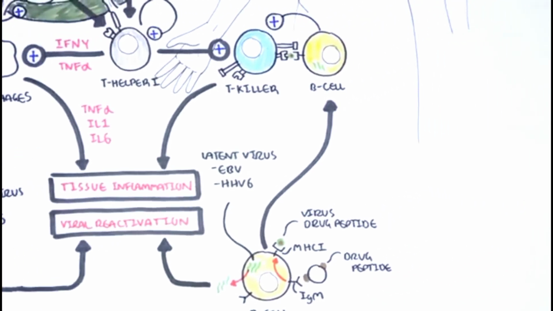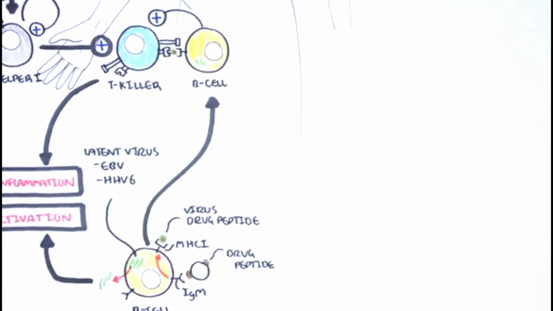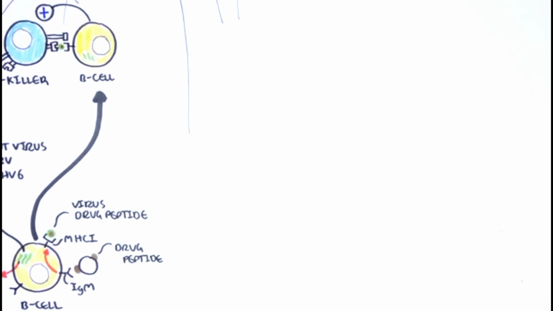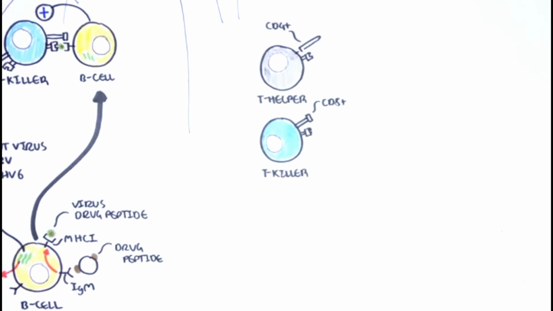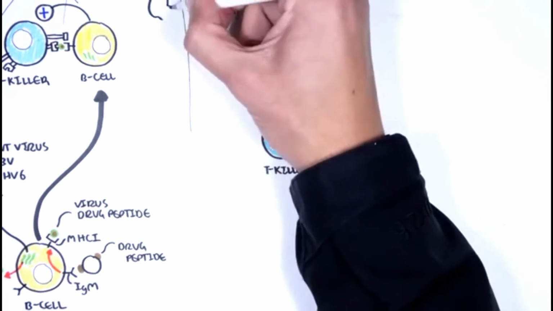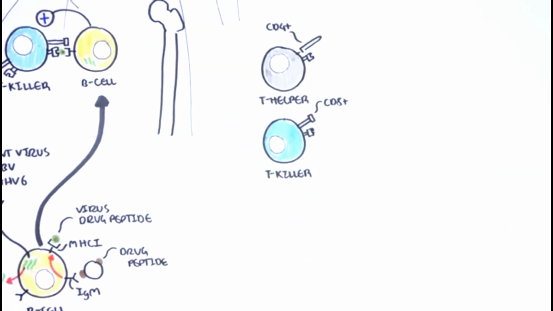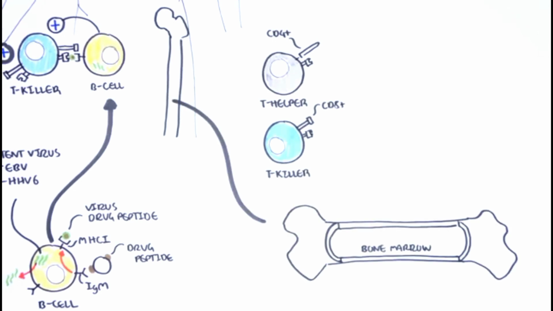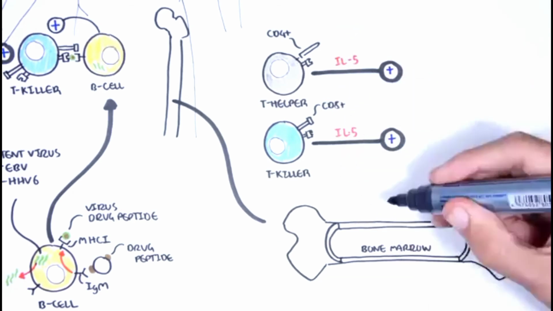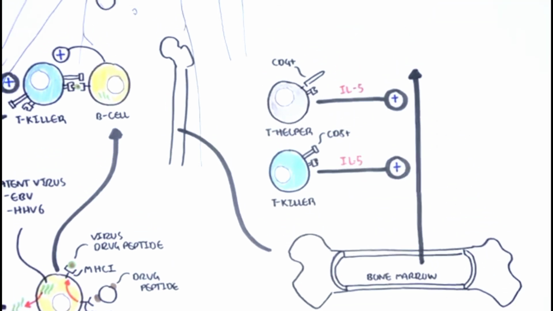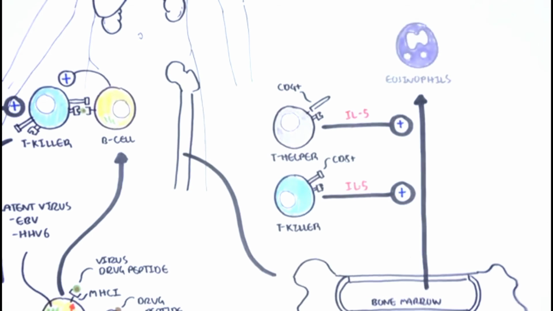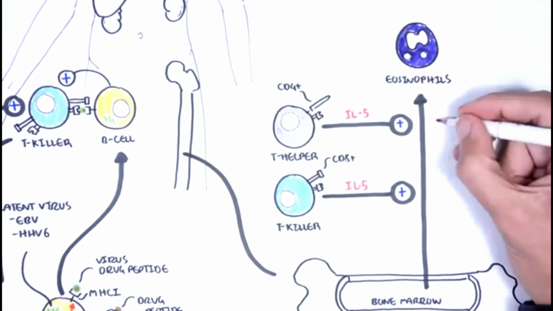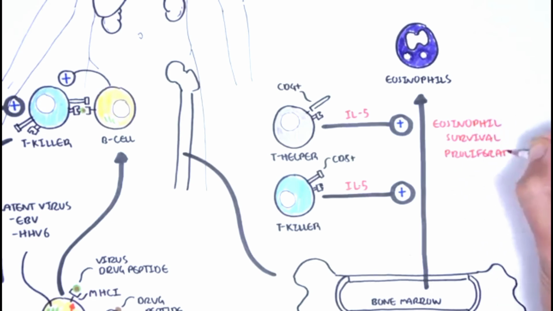One of the clinical features of DRESS we have learned is lymphocytosis, elevated lymphocytes in the blood. Lymphocytes, specifically T lymphocytes, as we have learned, play a key role in the pathophysiology of DRESS. The T helper cells and T killer cells are known to produce a special interleukin, interleukin 5. And interleukin 5 is a key cytokine for eosinophil survival, proliferation, and activation.